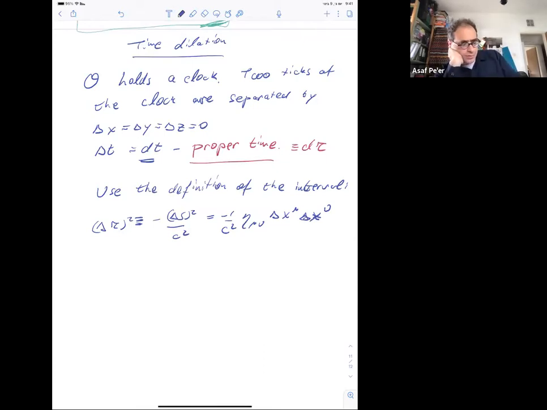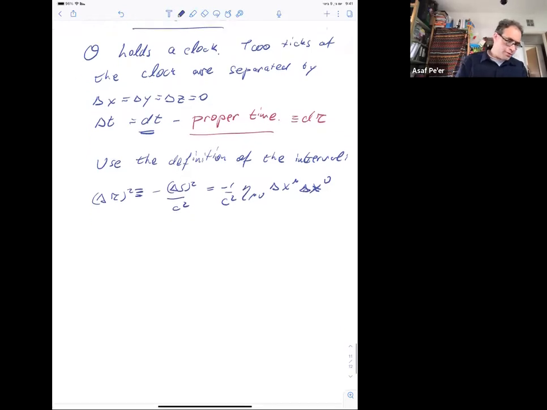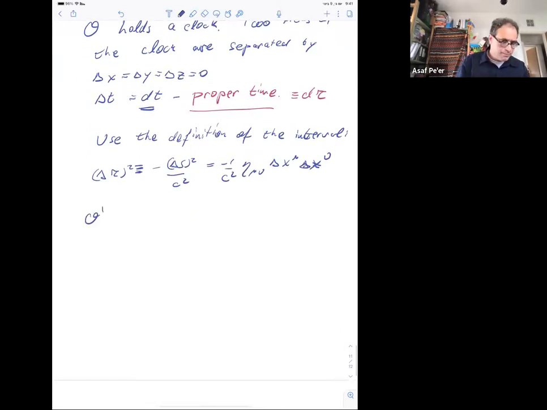Now, you are watching me. I'm moving now. You're watching my clock. You're seeing it moving. I'm moving relative to you. My clock is moving relative to you. Okay? So you're an observer O prime, right? And you see the same clock, which moves at velocity, let's call it V.